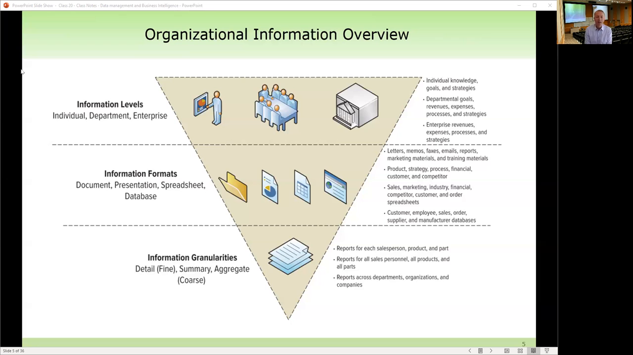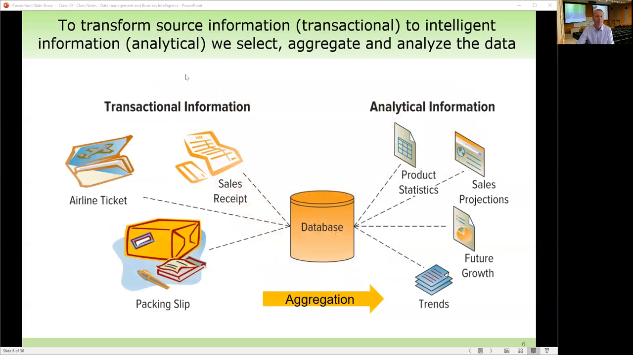And then on the bottom level here, we have information granularities. And that is to what level we're looking at data. That can be data reports for specific salespeople. It could be reports for all products and all salespeople. And it could be reports across departments that summarizes the types of data that we're working with.